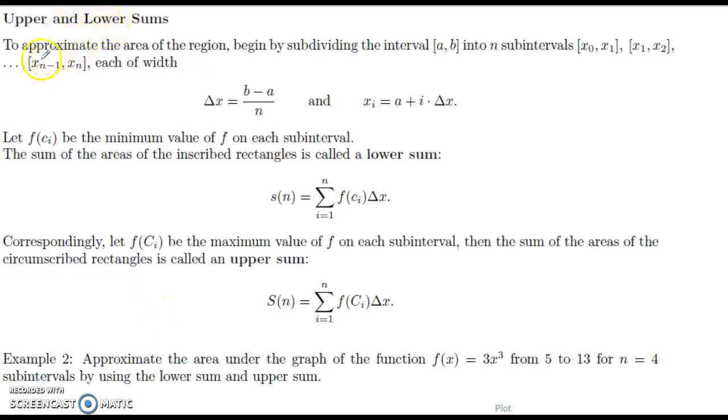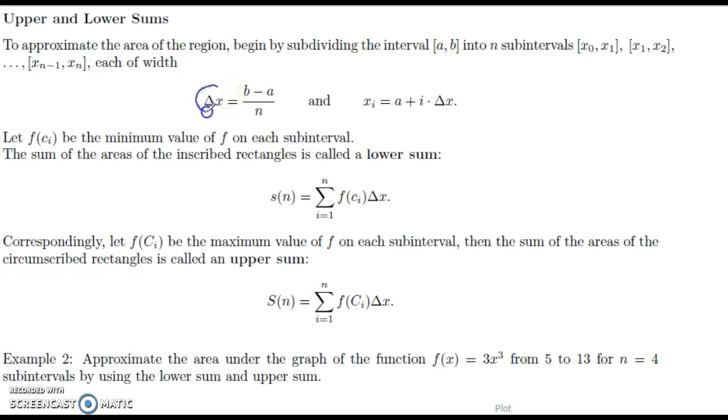Upper and lower sum. To approximate the area of a region, we begin by subdividing the interval AB into n subintervals. Those intervals are denoted by x sub 0 to x sub 1, x sub 1 to x sub 2, and x sub n minus 1 to x sub n. Each of which we use equal lengths because it's easier for our purposes. So the width is delta x.